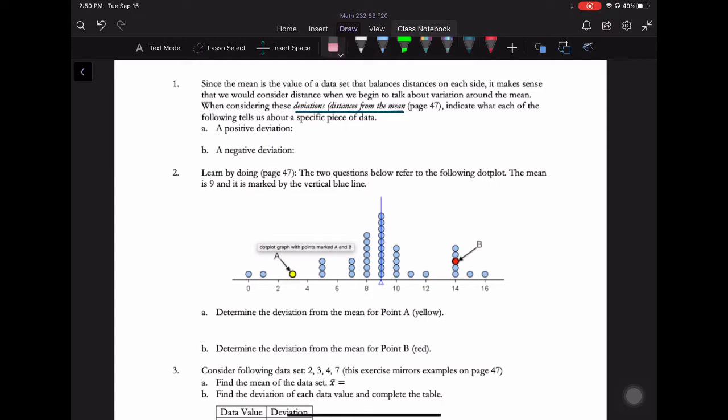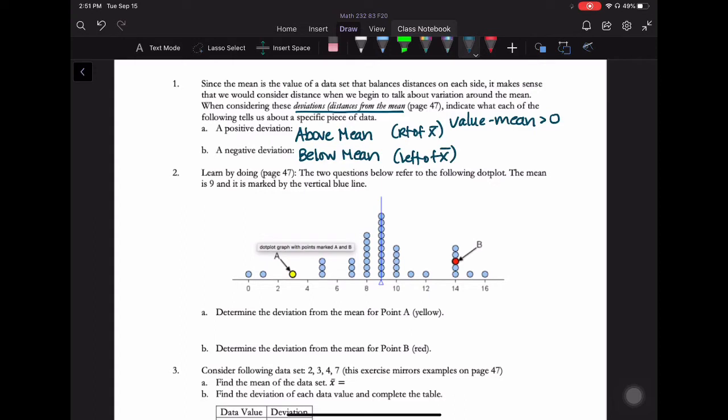A positive deviation means you're having a value minus the mean that's greater than 0, meaning it's positive. That means that the value was larger than the mean. So this is a data point that is above the mean. And conversely, a negative deviation would be to the left of the mean, or below the mean. So this is to the right of the mean, and this is to the left of the mean.